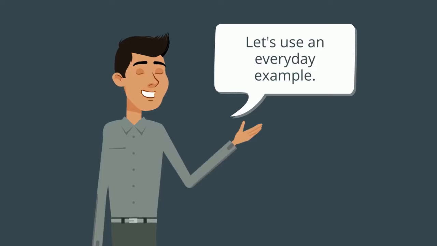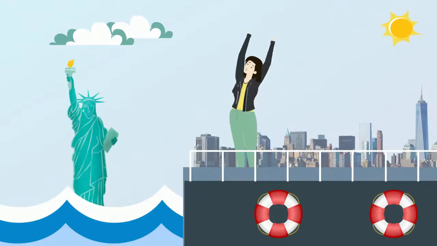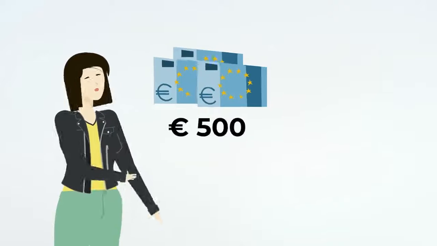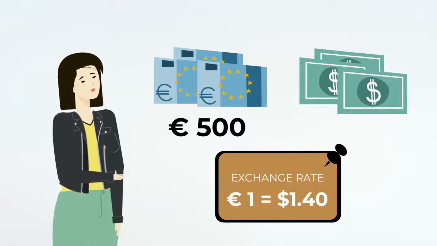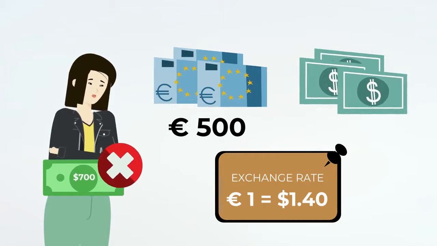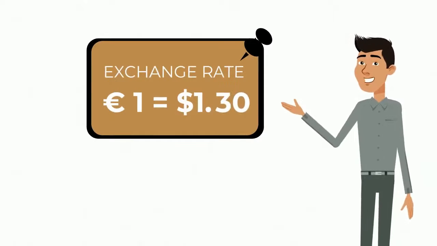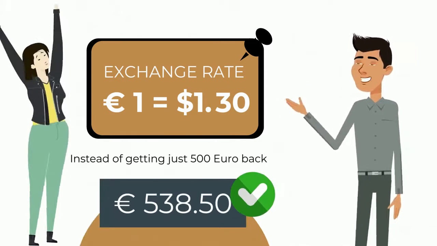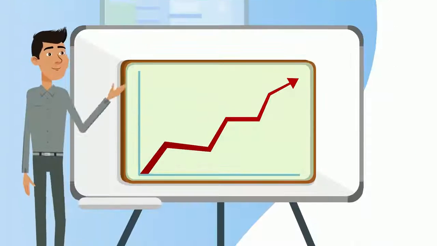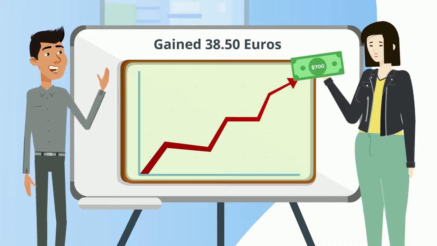Let's use an everyday example to explain how you can actually profit from this. Say you live in Europe and went on holiday to the United States. Let's say that you change your 500 euros into US dollars at a rate of $1.4 for every euro. You got 700 US dollars, but you do not spend any money at all. So you still have $700 after you come back. After the exchange rate moves from 1.4 to 1.3, instead of getting just 500 euros back, you actually get 538.5 euros. You have gained 38.5 euros, simply from holding your money in dollars while the exchange rate changed.